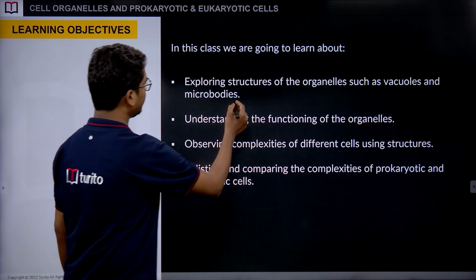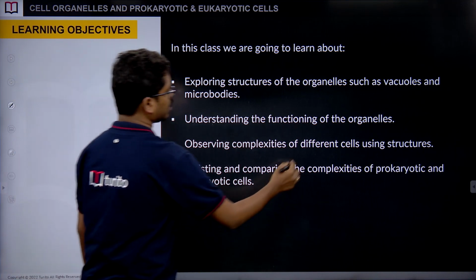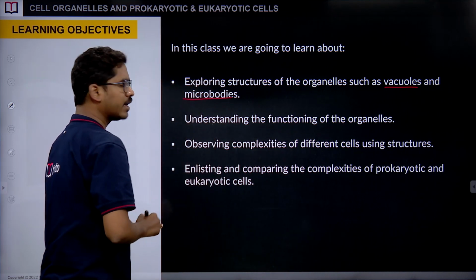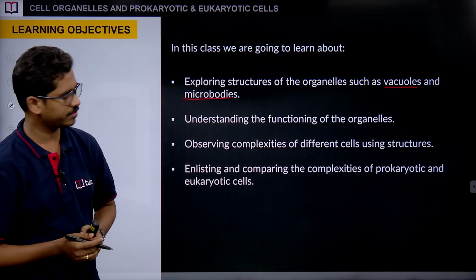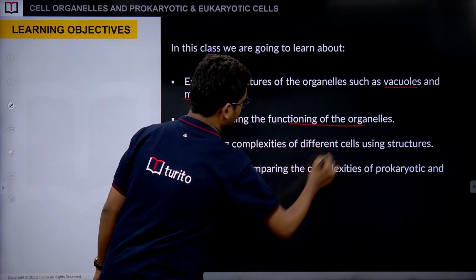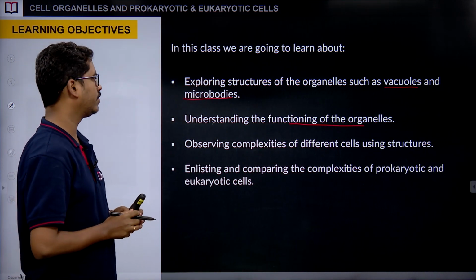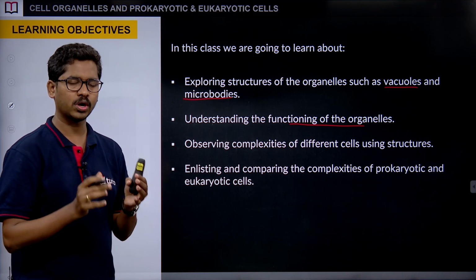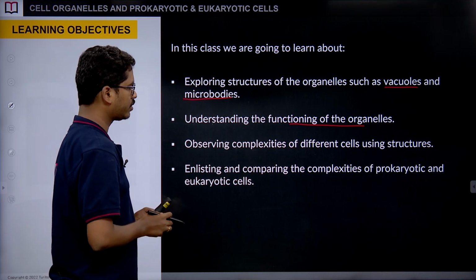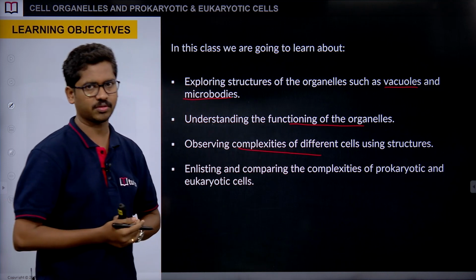Looking at here, we will be exploring some of the topics such as vacuoles, which were left out, and a detailed understanding of microbodies. So, understanding the functioning of the organelles, we will try to look at their possible structures, and we will be understanding their functions, what exactly they are doing in the cell. Once done, we will be looking at the complexities of different cells using structures.